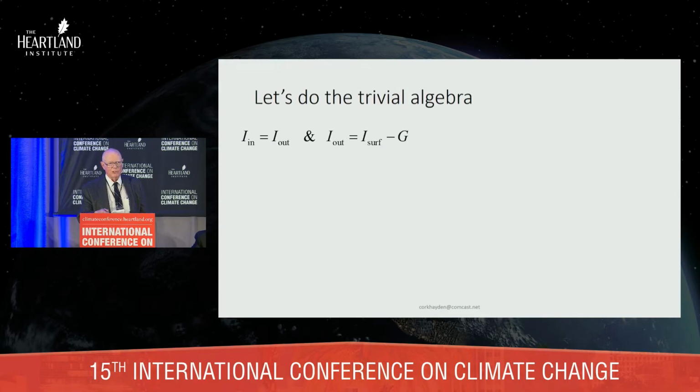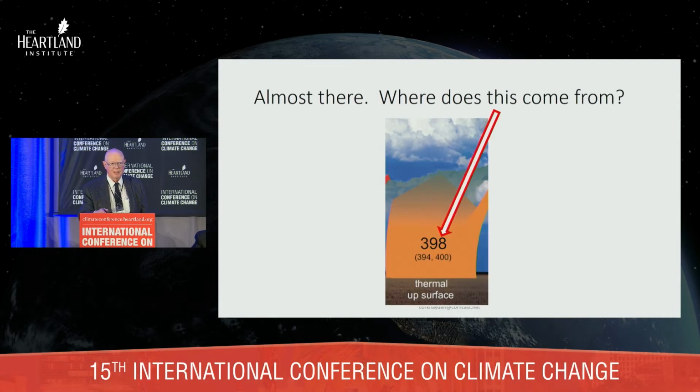Anyway, I in equals I out, and I out equals I surface minus G. All we have to do is equate those two. I in equals I surface minus G. That's a very, very, very important equation. Now, we're almost there. Where do we get that number 398 that was in that graph? The answer is it's calculable from the surface temperature. That's the most important thing to know.